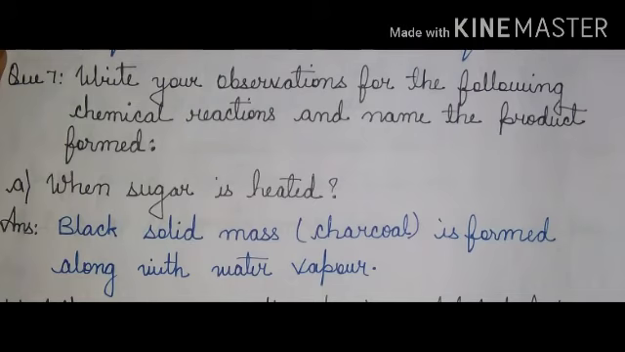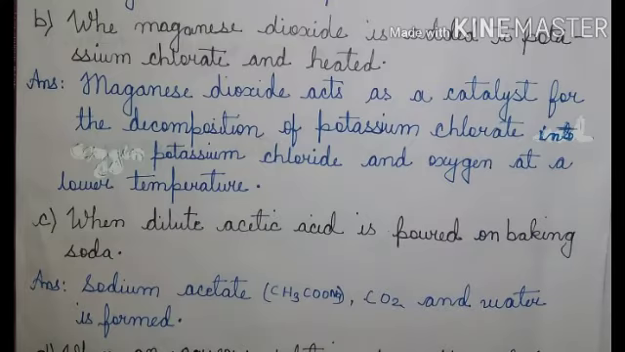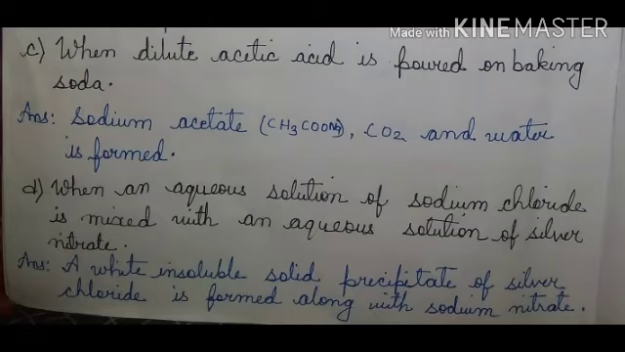Now your next question, write your observation for the following chemical reactions and name the product formed. When sugar is heated, a black solid mass called charcoal is formed along with water vapor. Now your next question, when manganese dioxide is added to potassium chlorate and heated, here the manganese dioxide acts as a catalyst for the decomposition of potassium chlorate into potassium chloride and oxygen at a lower temperature.